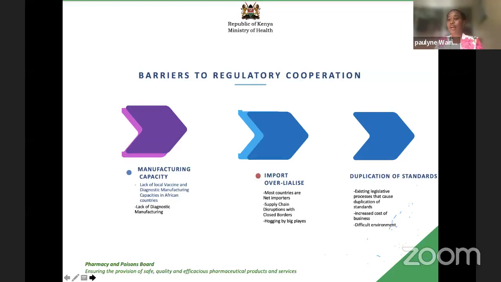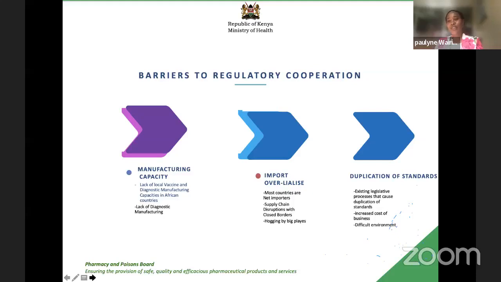So this is another aspect that we want to address, and national regulatory authorities come into play because they are able to support manufacturers locally to meet the requisite standards, because the standards for international manufacturers and local manufacturers should be able to match.